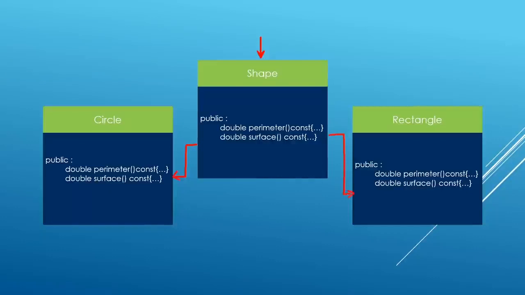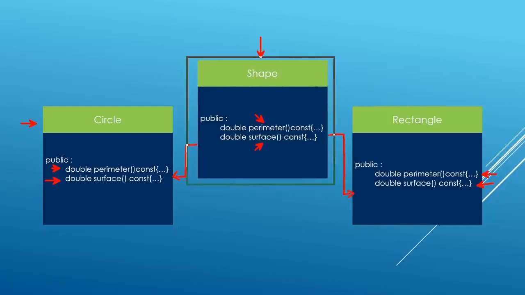If we look in the shape class, we have two virtual methods. One is going to be used to compute the perimeter of the shape. The other is going to be used to compute the surface of the shape. But if we go down in our inheriting classes, we're going to see that we have the same methods. These are going to be overrides of what we have in the base class. But the special thing about this inheritance hierarchy is that we don't have implementations for these methods in the base class. And this is by design.